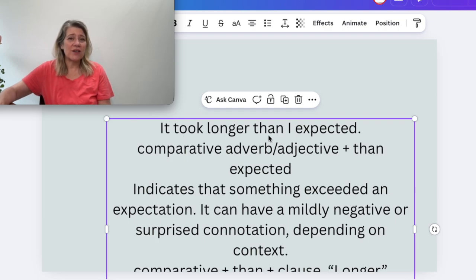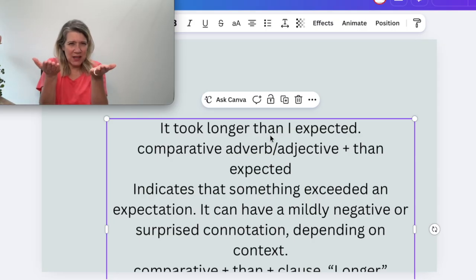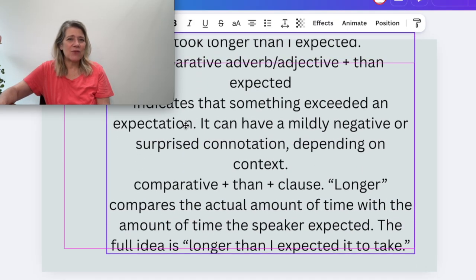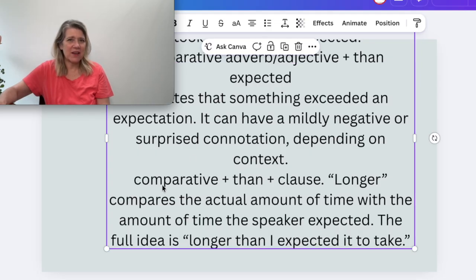It took longer than I expected. And when you have a than, you have to have two things, it and whatever you expected. This indicates that something exceeded an expectation. It can have a mildly negative or surprised connotation, depending on the context. So we have a comparative, the than, and then a clause. Longer compares the actual amount of time with the amount of time the speaker expected. The full idea is longer than I expected it to take.